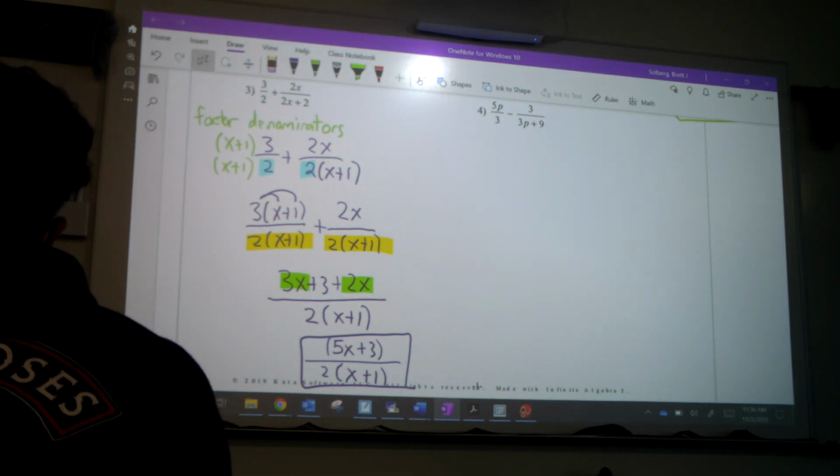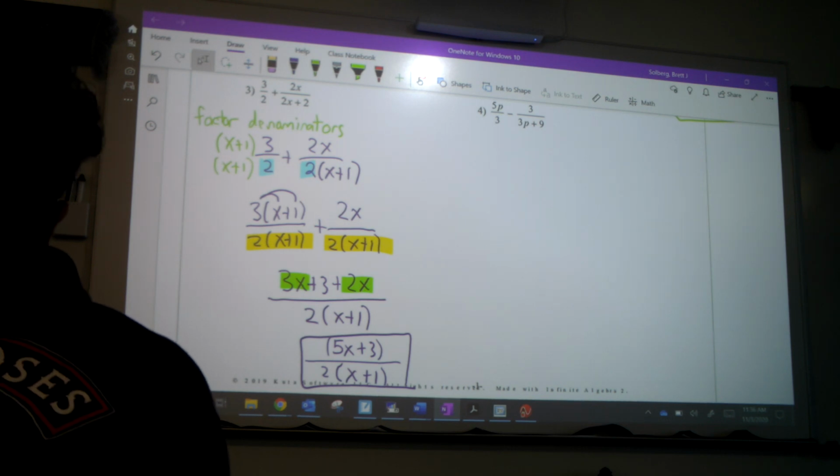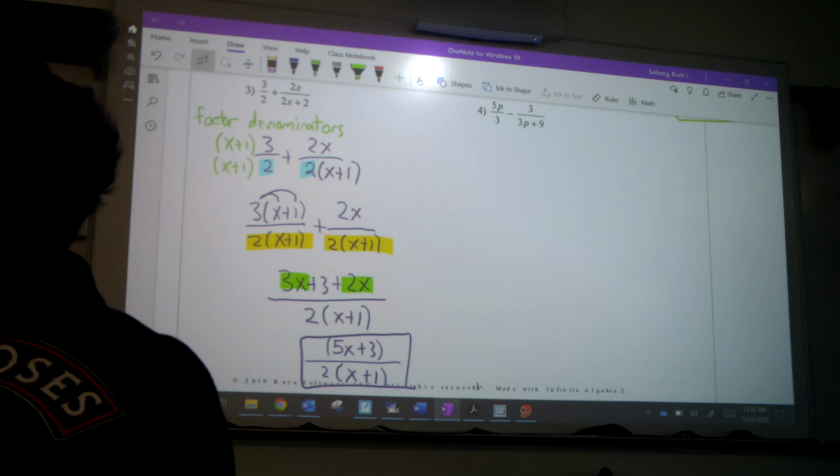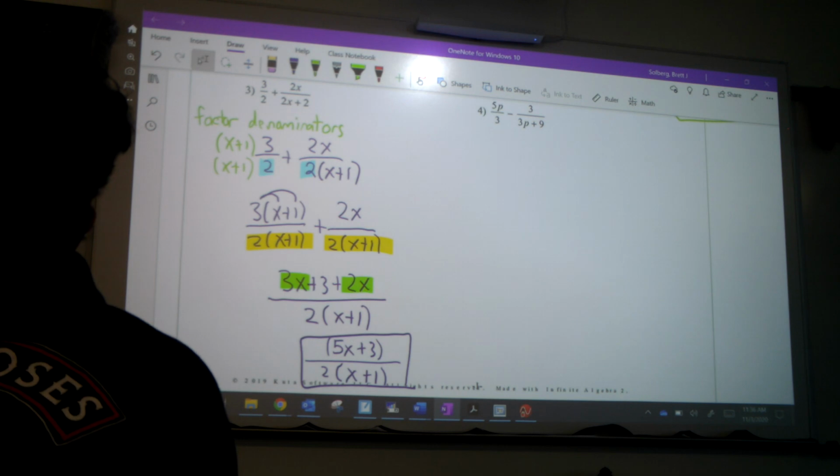Okay, let's do another one. 4 is going to be very similar, okay? So I'm going to ask for your help in doing this one. Step number 1, let's factor the denominators, all right? So let's send this one to Skylar. Skylar, looking at 3p plus 9, what is a GCF there?